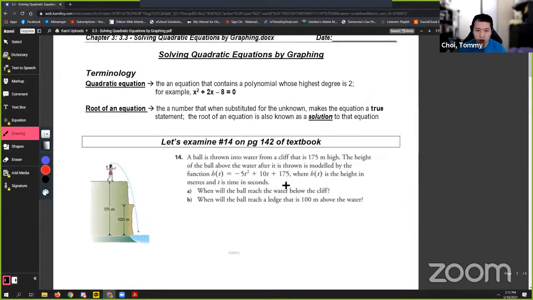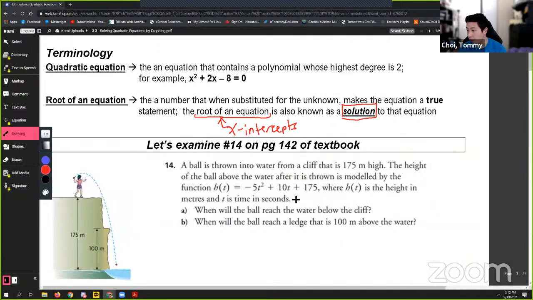Like, can you solve me the x-intercept of this function? So that's what I mean when I say solve this equation. Find the x-intercepts. Those are the roots that make it true. So we are looking for those roots. Now, of course, in the context of a word problem, you're solving for different things, and you're going to answer the question depending on what it asks for.